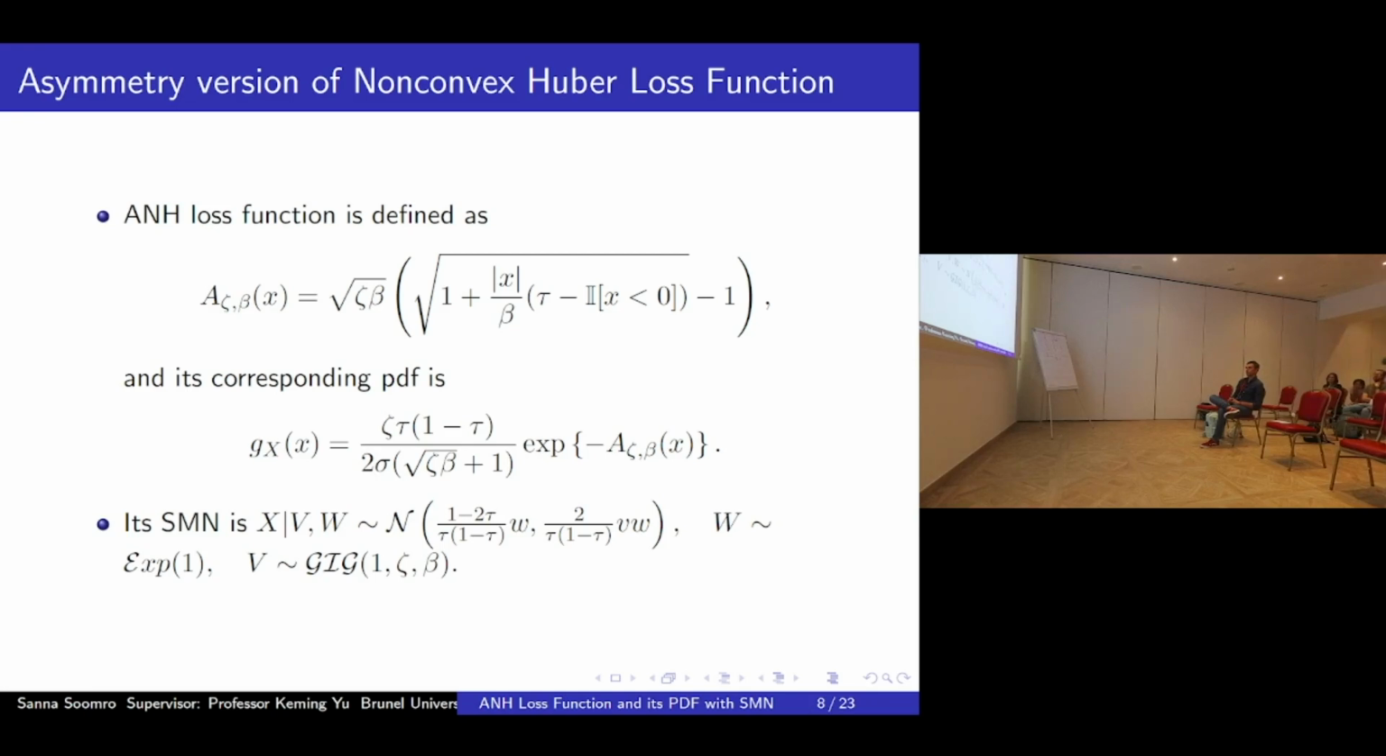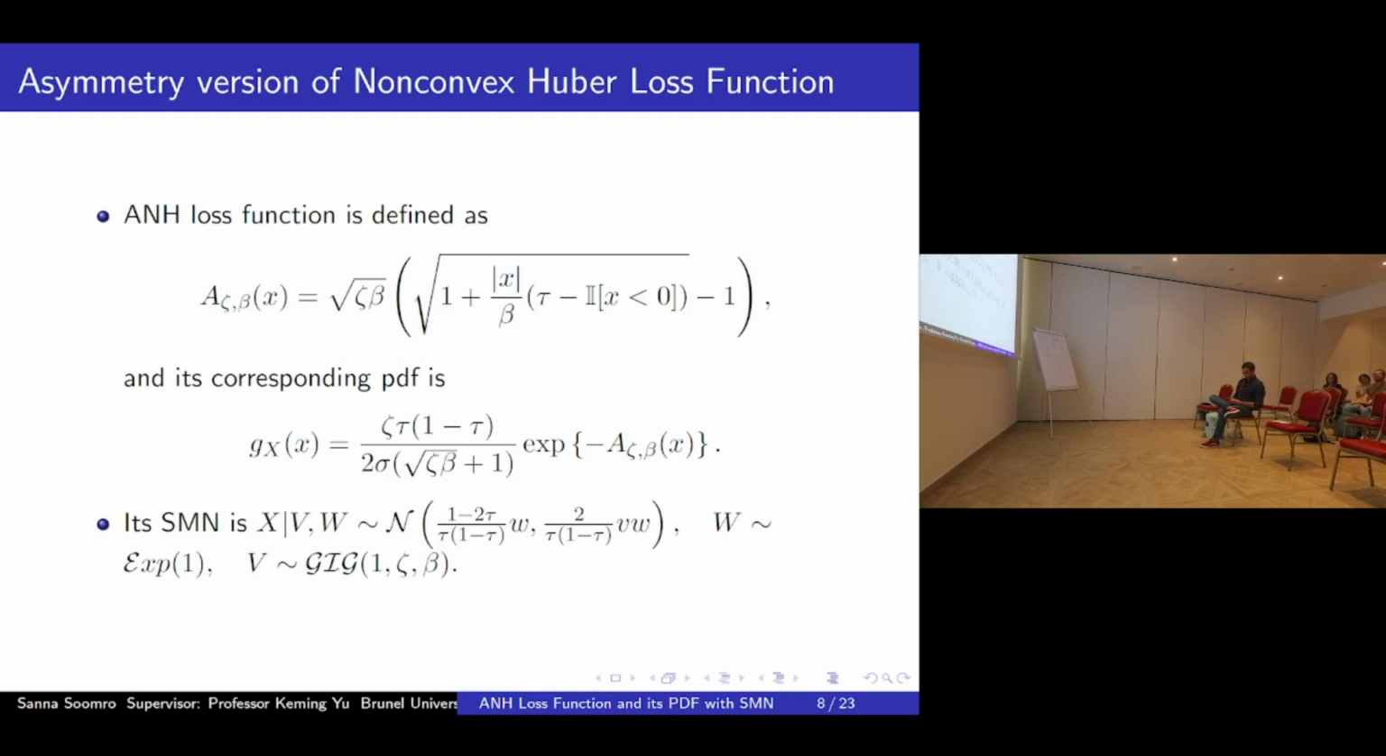Okay, so now I'm going to present the new loss function, which is the asymmetric version of the Nonconvex Huber loss function. I'm going to introduce this skewness parameter tau, which can also act as a quantile level between 0 and 1. That's only one additional parameter here. Then I transform this loss function into a PDF, which is given here. You have a normalizing constant multiplied by the exponential of a negative loss.